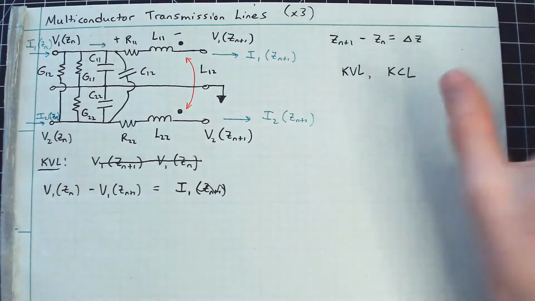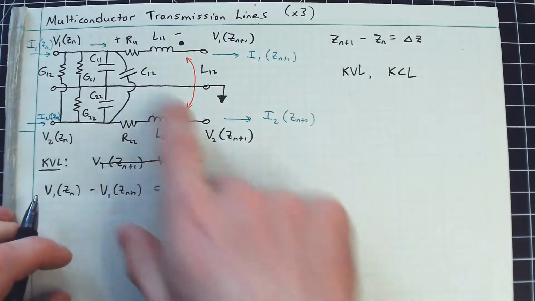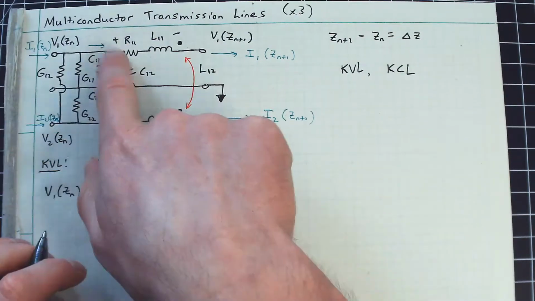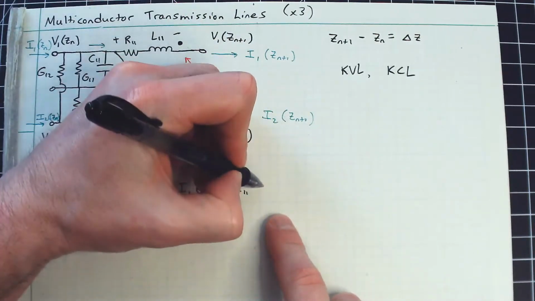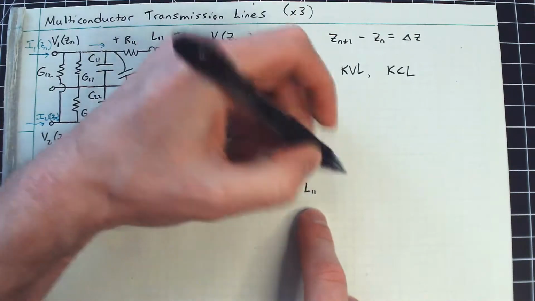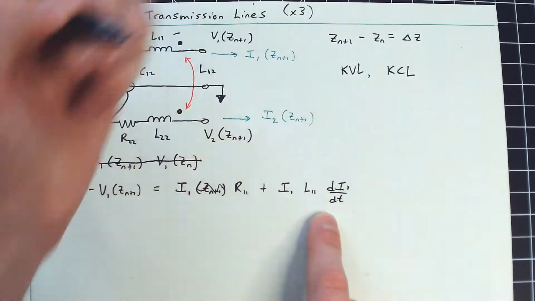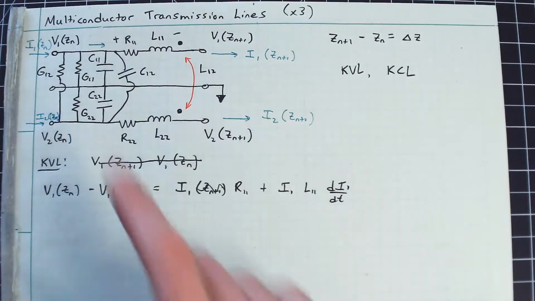And we're going to do that limit as this approaches 0 anyway, so it's not going to matter too much. So I'm just going to say I1 here times R11. And then there's a voltage drop through this inductor, so that's going to be plus L11 di1/dt. And remember also, you've got to keep in mind, these are all per unit length parameters here.